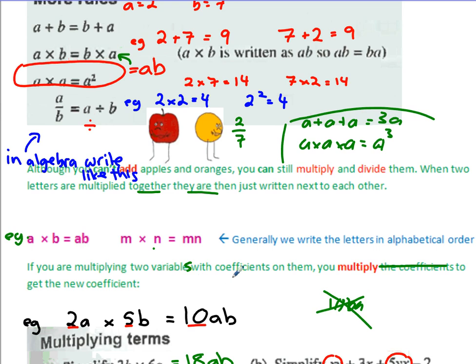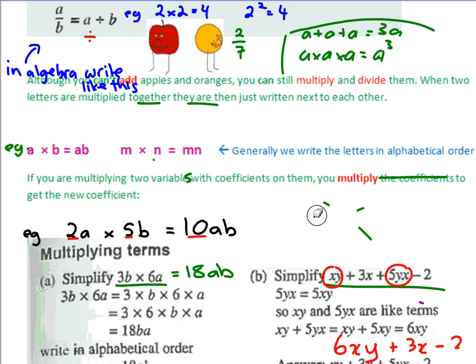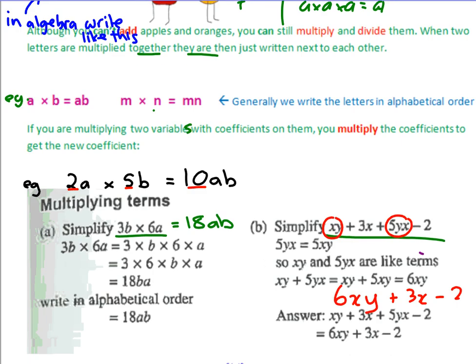If you are multiplying two variables with coefficients on them, you multiply the coefficients to get the new coefficient. So for example, 2a times 5b, the coefficients are 2 and 5. That combines to give you 10. And then a times b is just ab. So the way we write the answer is 10ab. The coefficients should always be at the front and the letters next to each other combined.